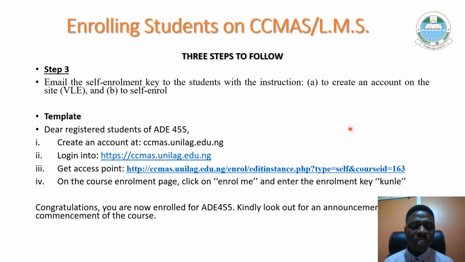So you can send this information to them via the WhatsApp. You can send it to them via email address, via email. Since you have their email addresses, send it to them via mail and they will have it. Once they receive it, they will be able to enroll at their own convenience.